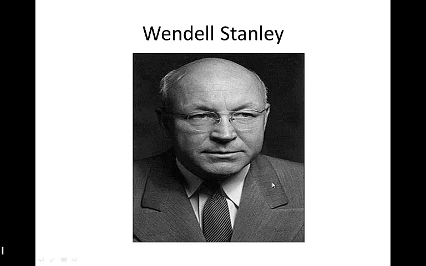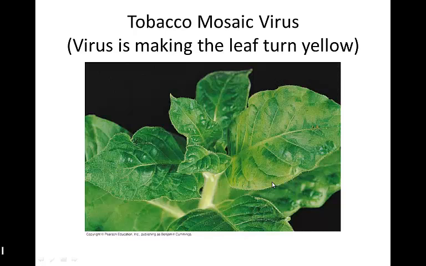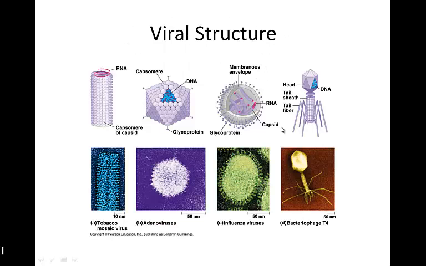Wendell Stanley, back in 1935, was the first person to actually isolate a virus, and the virus was the tobacco mosaic virus, or we call it TMV. So this tobacco mosaic virus is making these leaves turn yellow here.